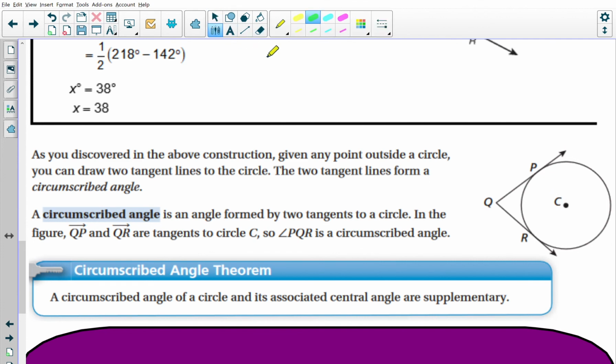So if we created these two lines right here, and this line here, let's just say, that makes a quadrilateral, which we know opposite angles are supplementary, which is exactly what this says.